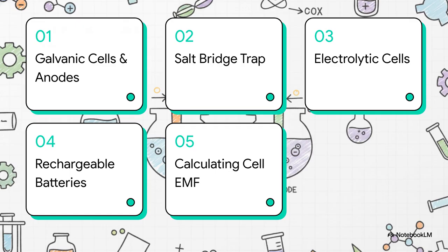We've got 1. Galvanic cells and anodes. 2. Avoid the salt bridge trap. 3. Electrolytic cells and electroplating. 4. The rechargeable battery flip. And finally, number 5. Calculating cell EMF. Let's just jump right in.